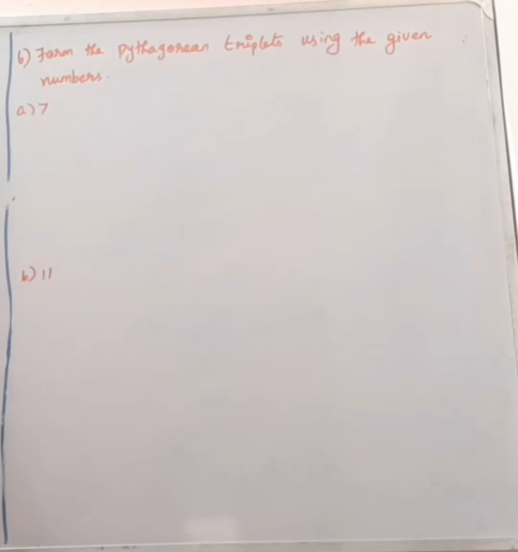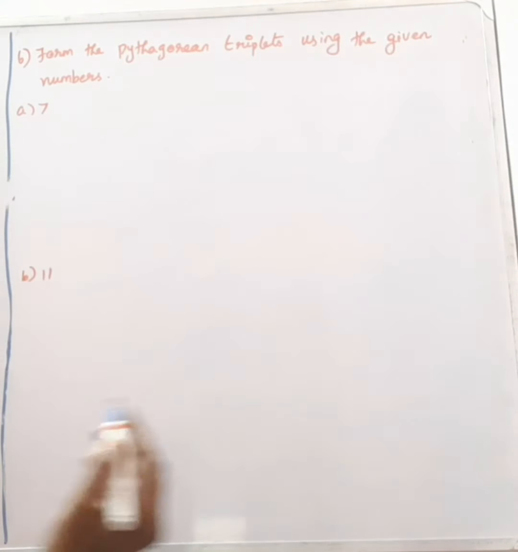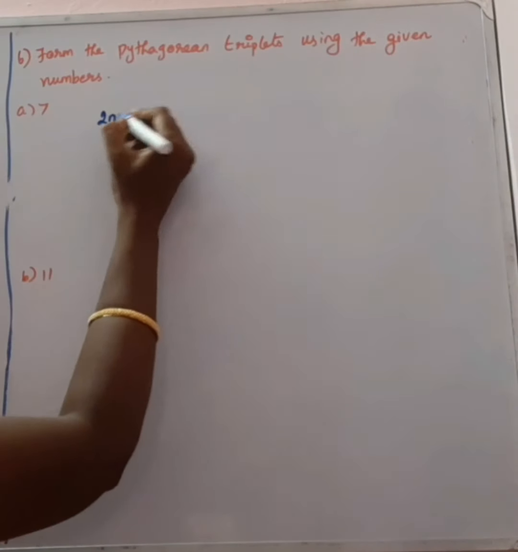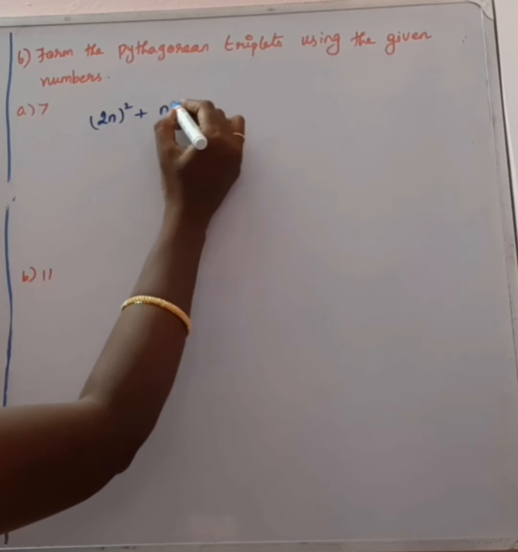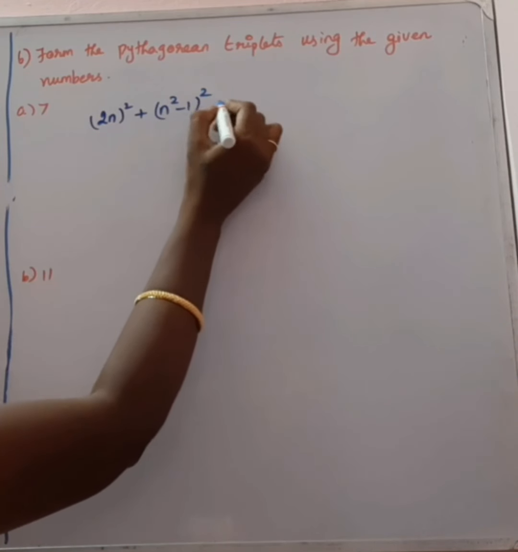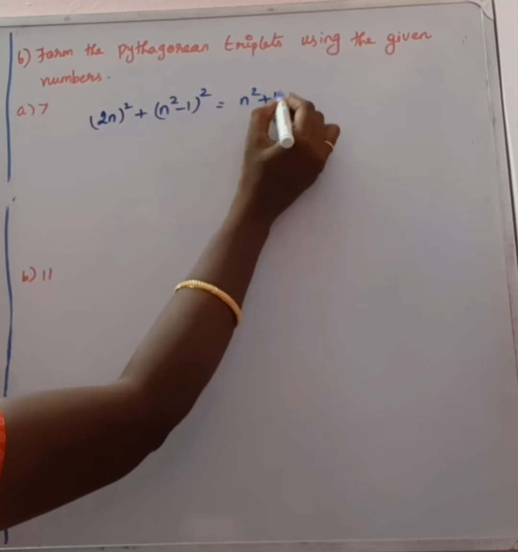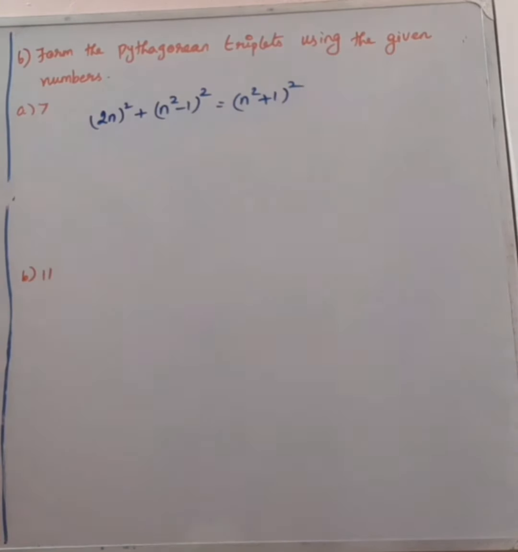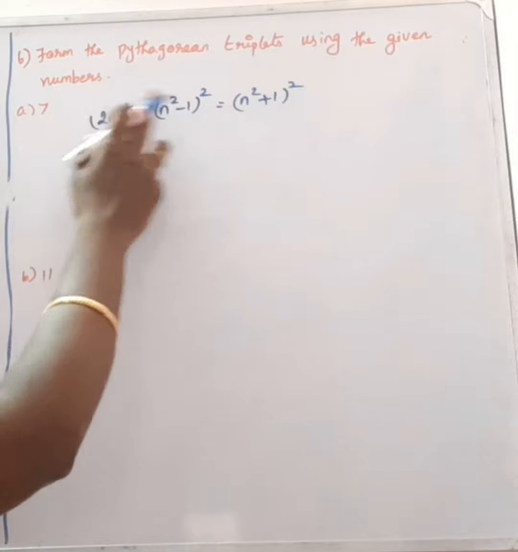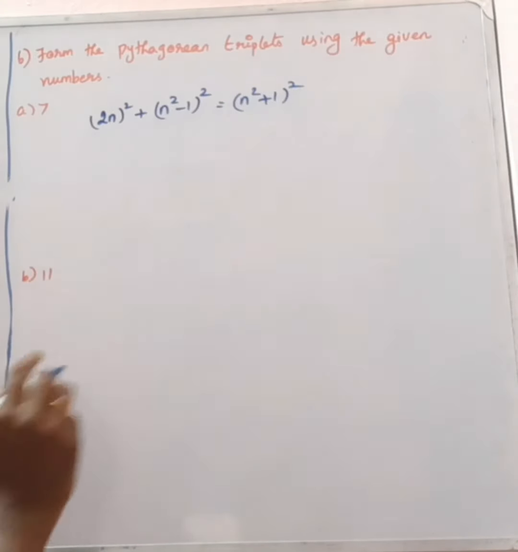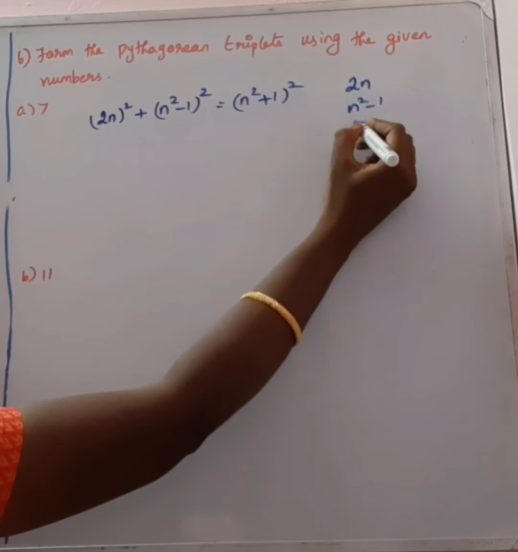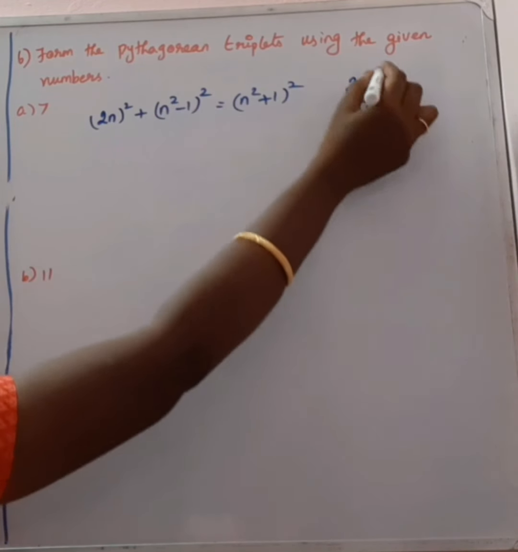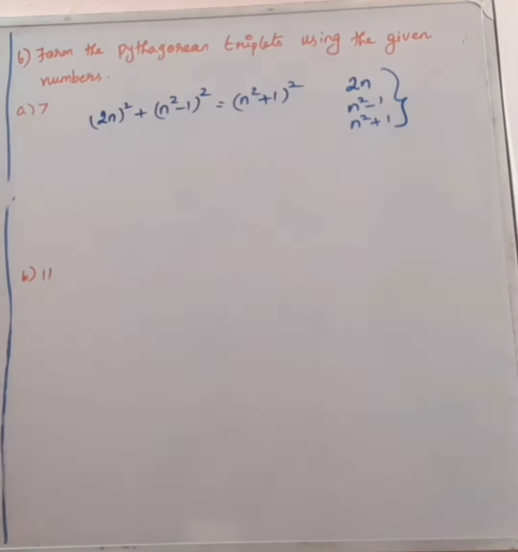2n, n square minus 1, that is, 2n the whole square plus n square minus 1 the whole square is equal to n square plus 1 the whole square. No need to find the square values. So the first number is 2n, the second number is n squared minus 1, and the third number is n squared plus 1. We need to find these three alone.